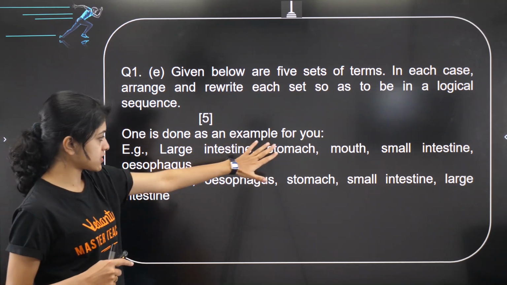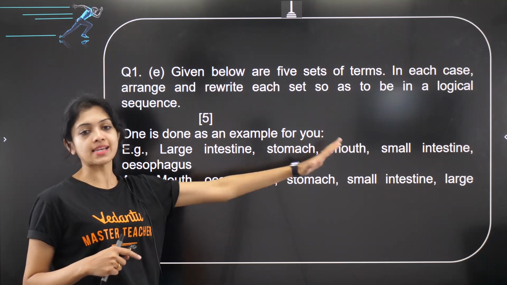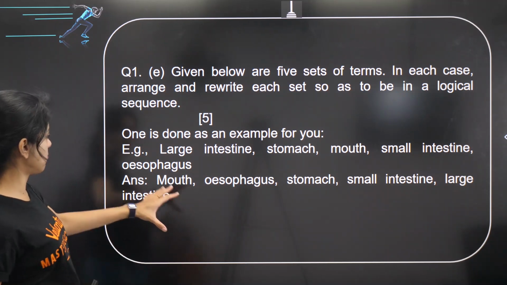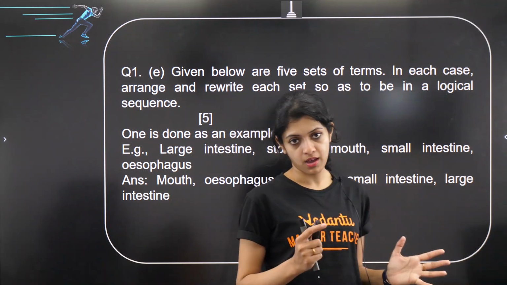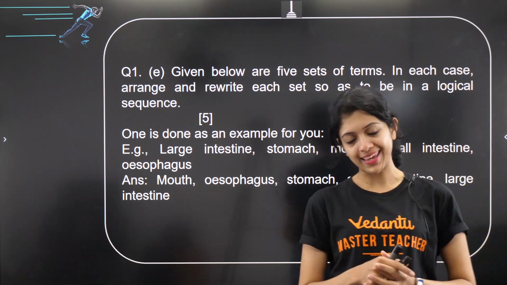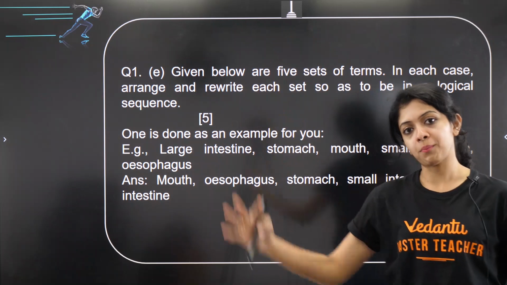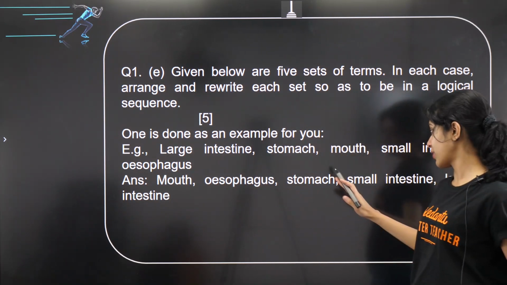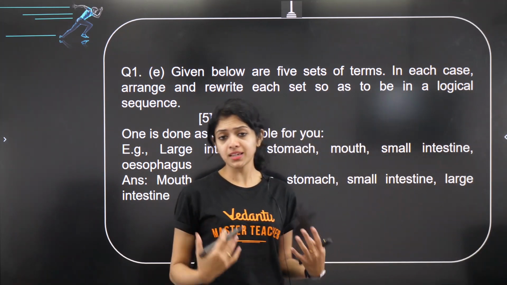Okay, so they've also given you one as an example. This is a set of words that are given to you: large intestine, stomach, mouth, small intestine and the esophagus. Now what makes logical sense? Obviously, think about where you find these parts. Of course they are part of your alimentary canal. So think about the start to the end. What would form a logical sequence? Mouth would obviously come first, followed by the esophagus, stomach, small intestine and then the large intestine. Okay, something similar to this.